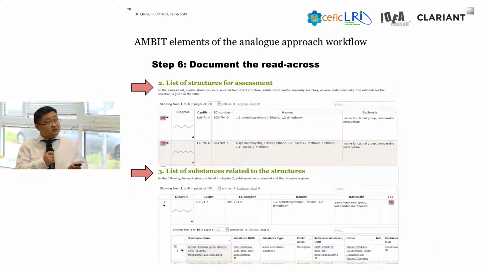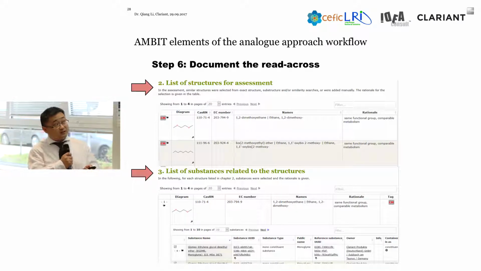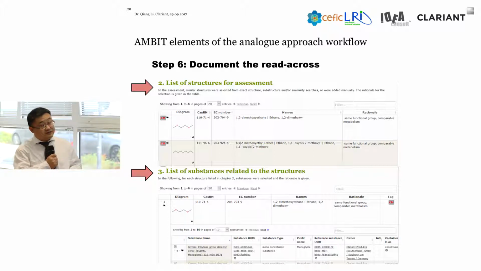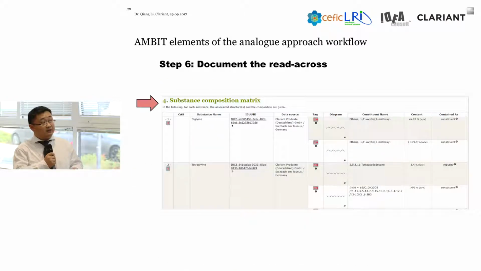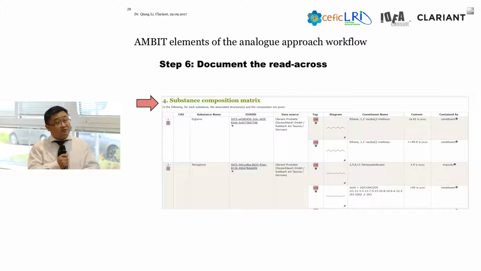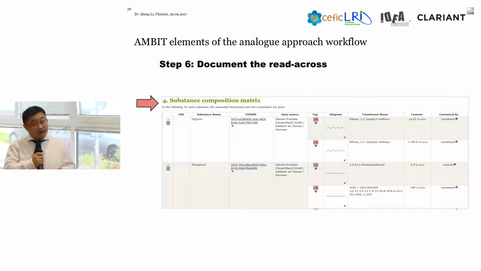Section 2 is a list of the structures we selected. Section 3 is a list of the substances we selected for each structure. This is followed by the composition matrix. It shows all the detailed composition for each category member, like the constituents or impurities, and also the concentrations of each constituent or impurity.